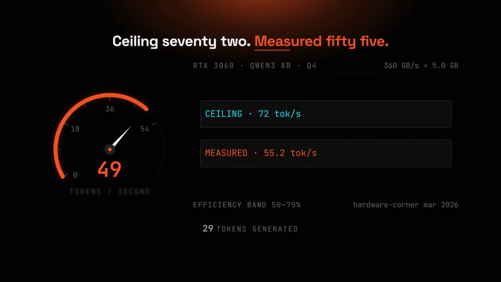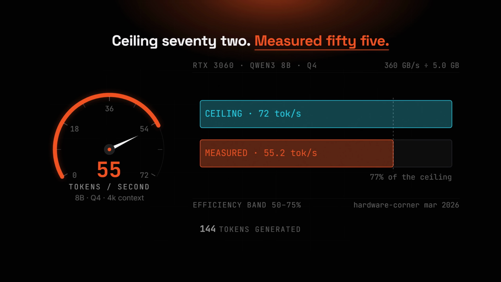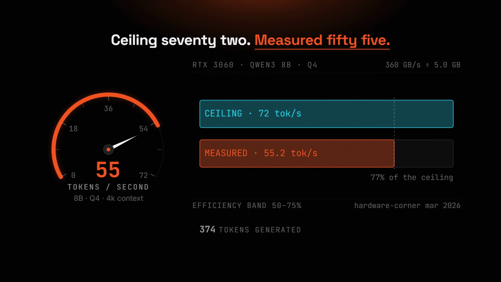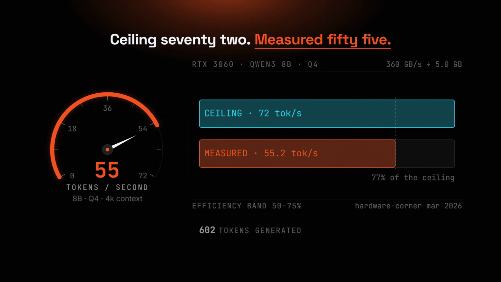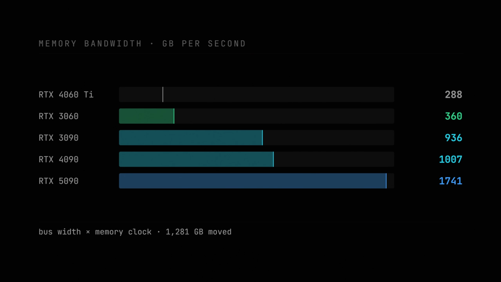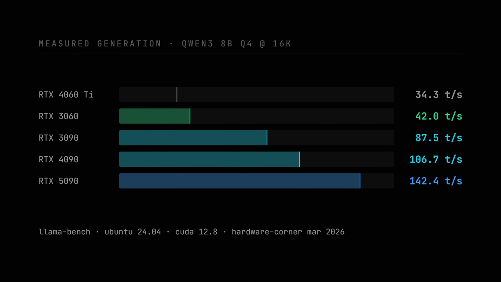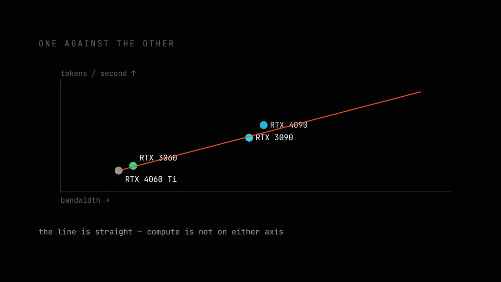An 8 billion parameter model at 4-bit is about 5 gigabytes. On that old card, 360 divided by 5 is 72. Measured, it does 55, 77% of the ceiling. Run the same model up the ladder and the line stays straight. A 3090, 936 gigabytes a second, 115 tokens. A 5090, 1792, 200 tokens.